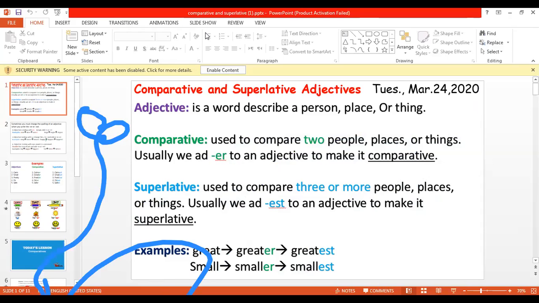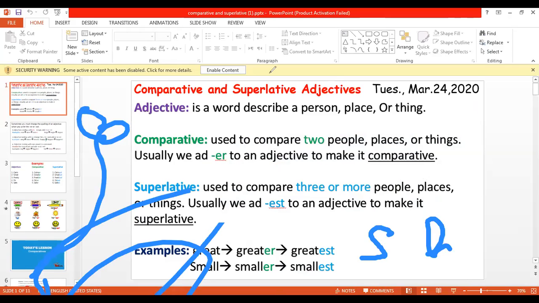Now, superlative adjectives. Superlative is used to compare three or more people, places, or things. Usually we add EST to an adjective to make it superlative.